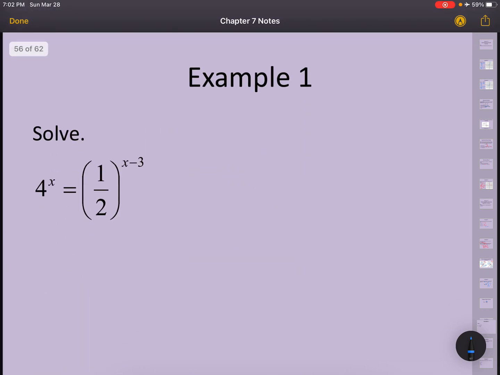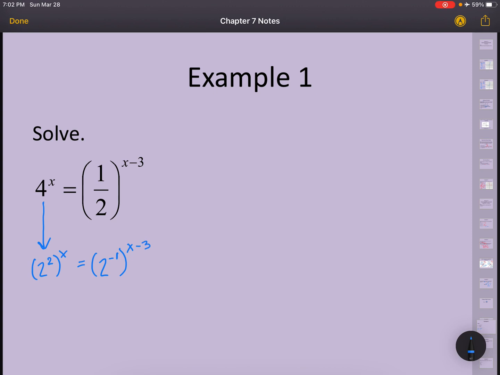So in example 1, we're going to try to solve for x. Okay, well, 1/2 and 4 can be rewritten. Let's rewrite 4 and 1/2 using the same kind of base. A common base for both of these can be 2, because 2 squared is 4, and 1/2 is the same thing as 2 to the negative 1. And it still has the exponent x minus 3.